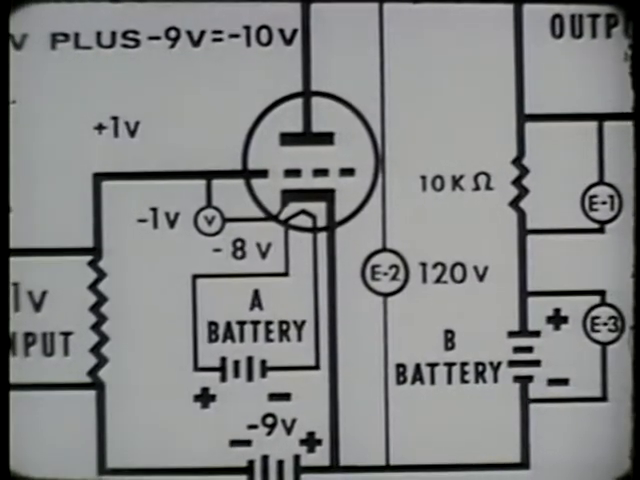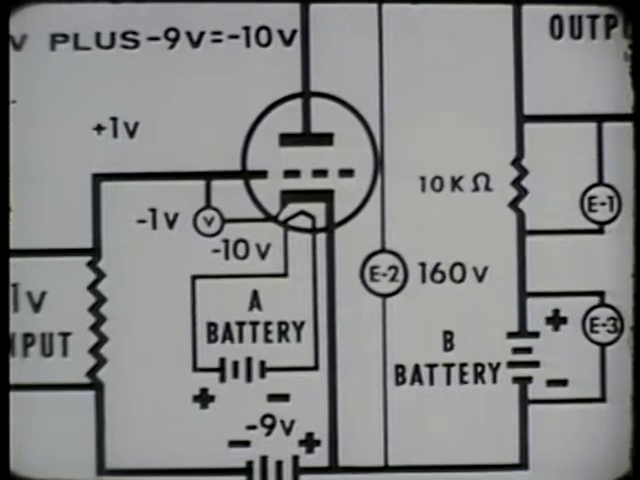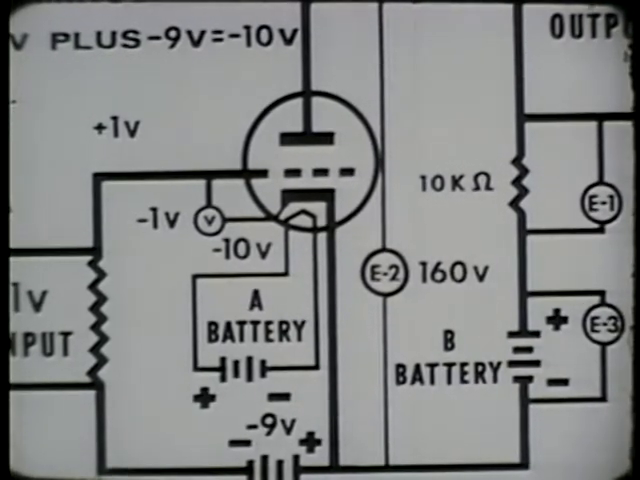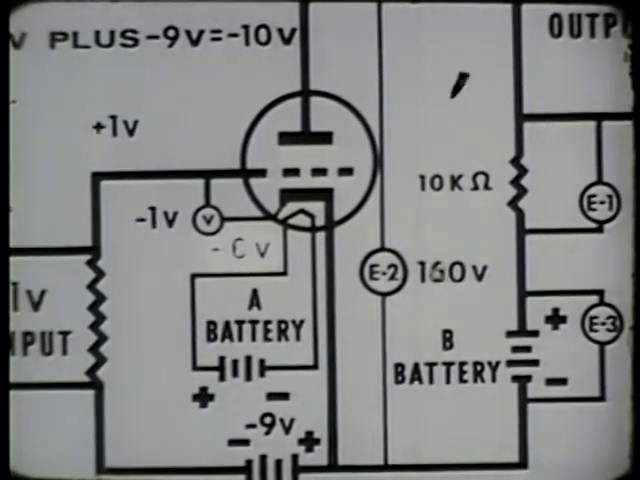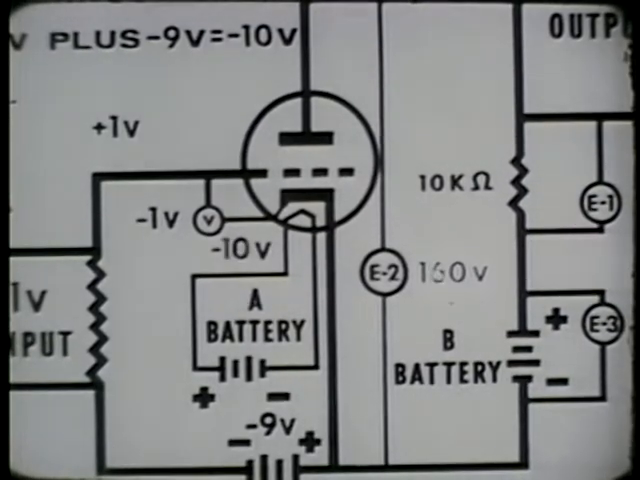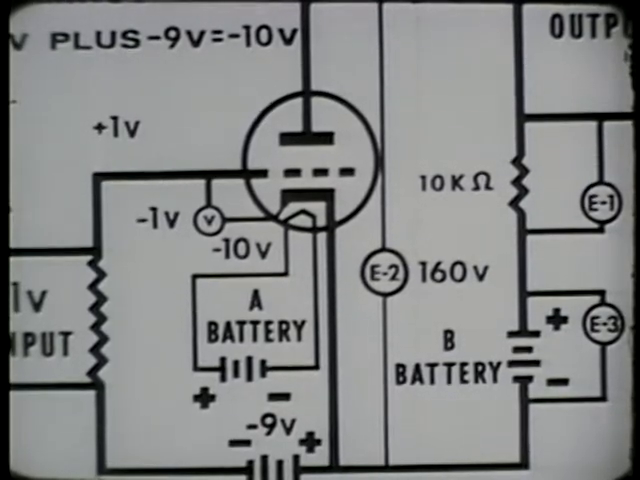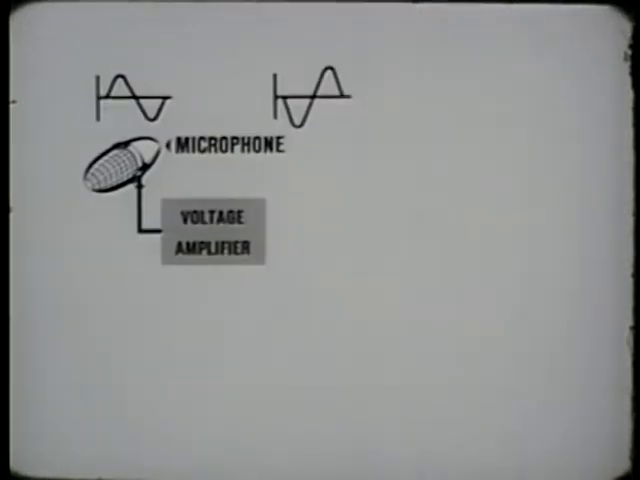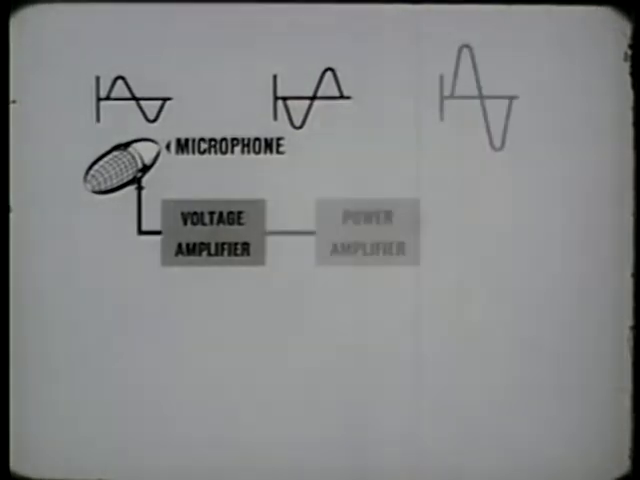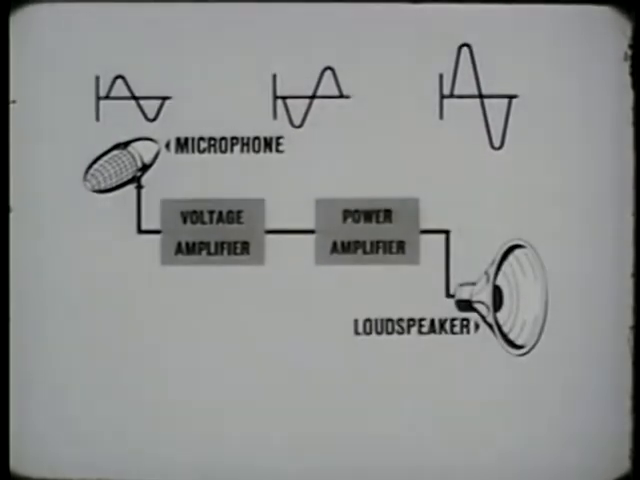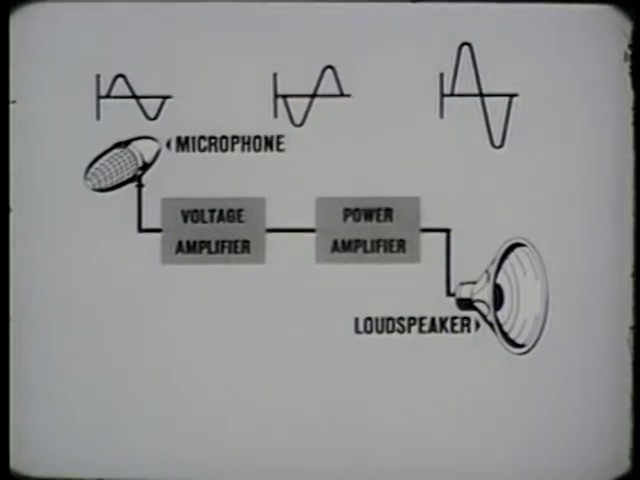Comparing the voltage change between the grid and the cathode to the voltage change between the plate and cathode, we find that there is a 2-volt change in the grid circuit and a 40-volt change in the plate circuit. We have thus amplified the signal voltage 20 times. This amplified voltage is applied either to another stage of amplification, a loudspeaker, or some other device which uses the amplified output.